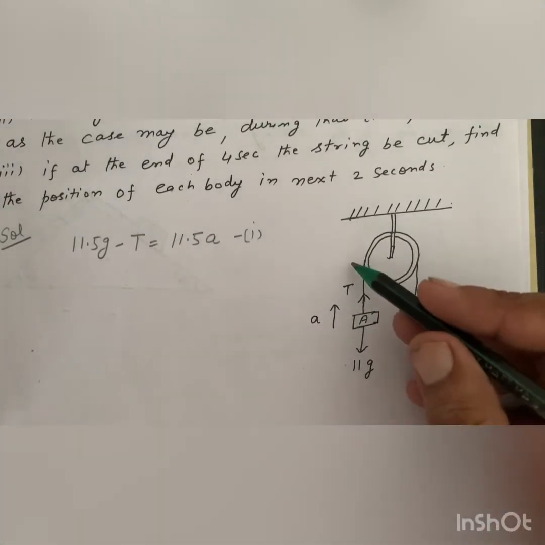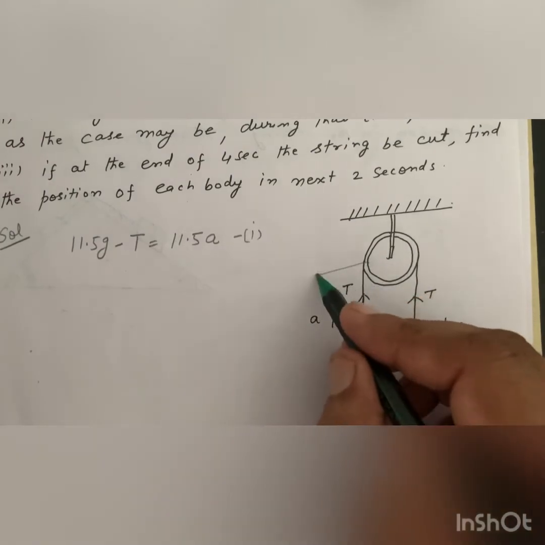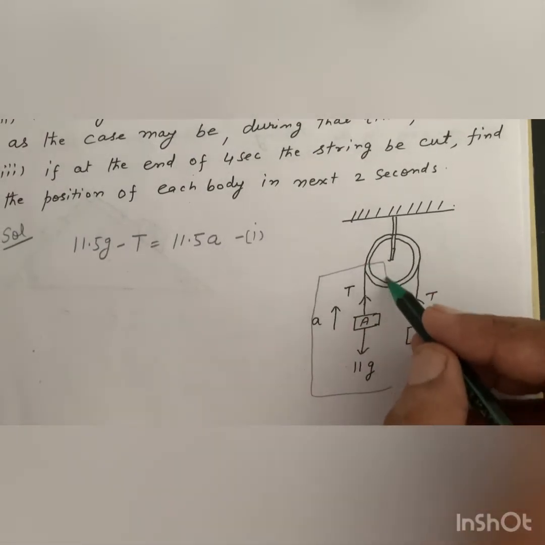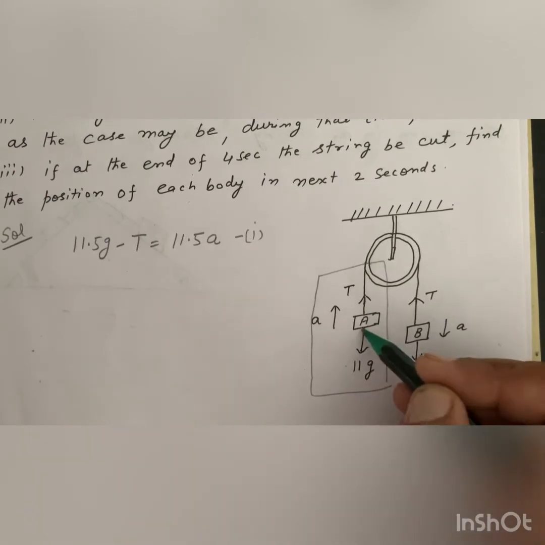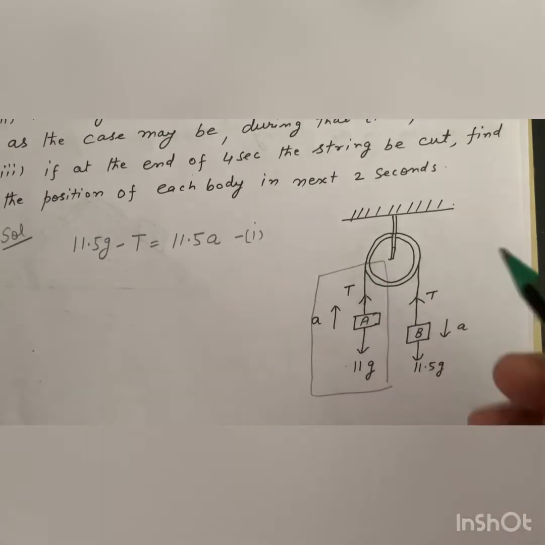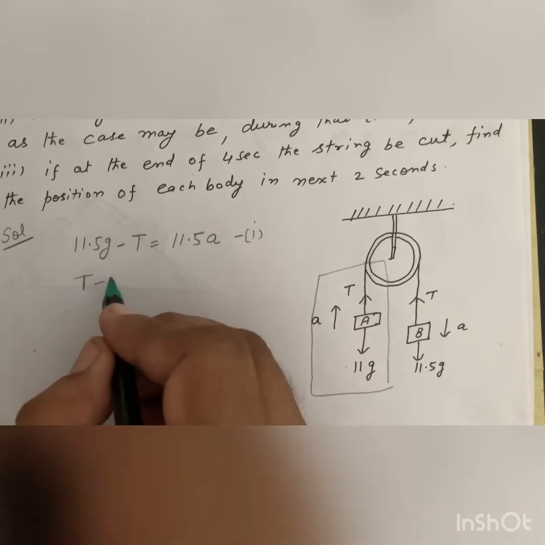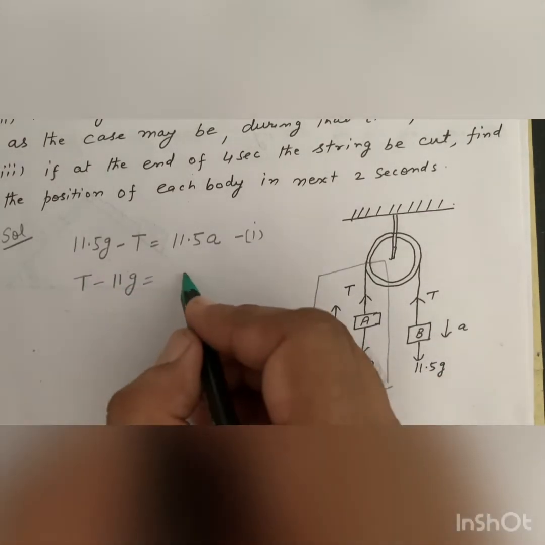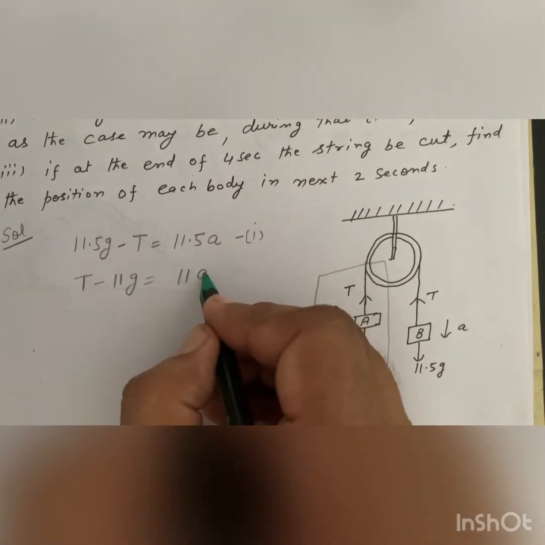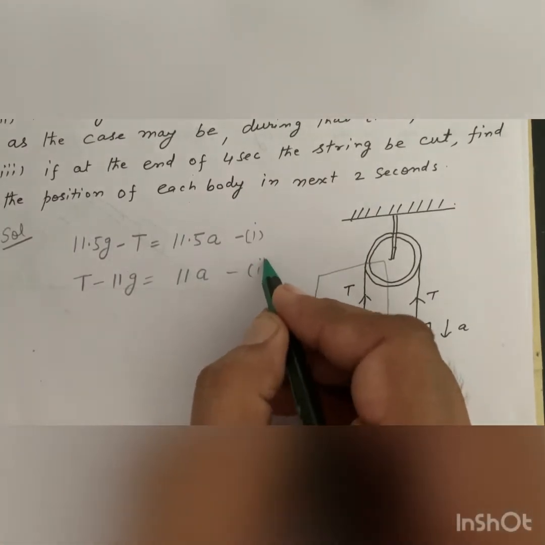For upward motion, we also see here the free body diagram. The various forces acting are weight downward and tension in the upward direction. So we have T minus 11 G equal to mass into acceleration. Mass is 11 and acceleration is A. This is equation second.